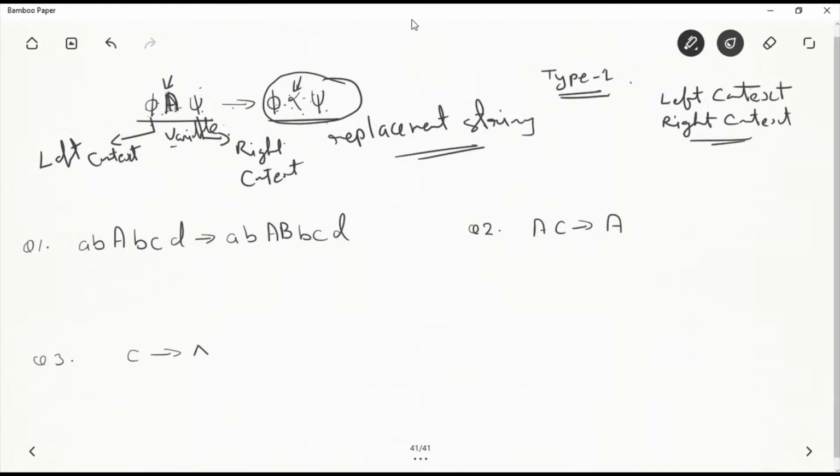As an exercise, you are provided with these three production rules: ABCD is rewritten as ABCD, AC is rewritten as A, and C is rewritten as epsilon. Find out the left context, right context, the value of A, that is the variable, and the value of alpha in these three productions. Just do it.